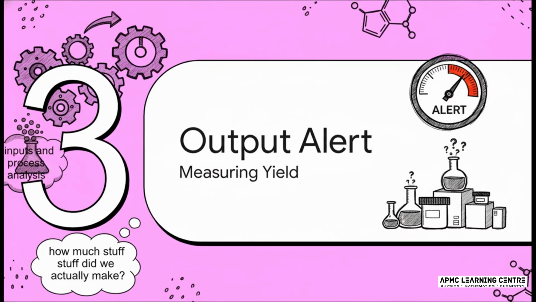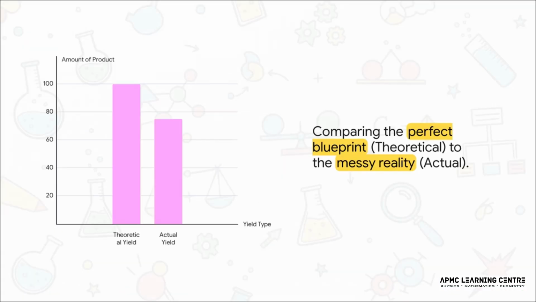All right, we've checked our inputs, we've analyzed the process, so it's time for the final check on our dashboard, the output alert. The moment of truth. How much did we actually end up with? And this part is all about comparing the blueprint with what you actually built. On one hand, you have the theoretical yield. That's the perfect on-paper maximum amount of product you could possibly get if the stars aligned. You calculate that from your limiting reagent, of course.